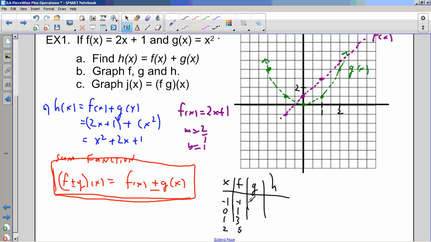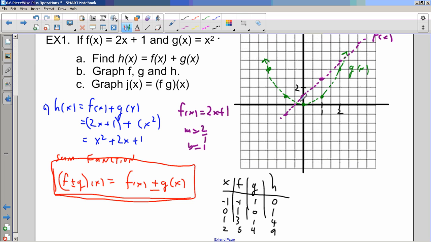And for g, it was 1, 0, 1, and 4, right? The basic parabola. And what's h? Well, h is these two things added together, right? So I could think of it as negative 1 and 1 is 0, 1 and 0 is 1, 3 and 1 is 4, and so on. I could do it this way and just graph these points.